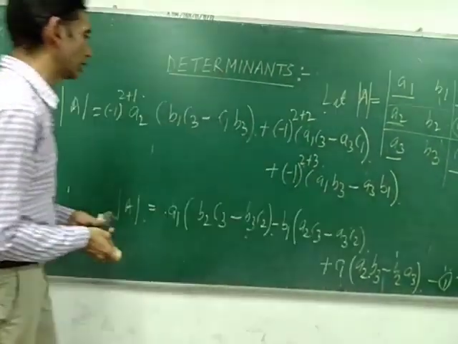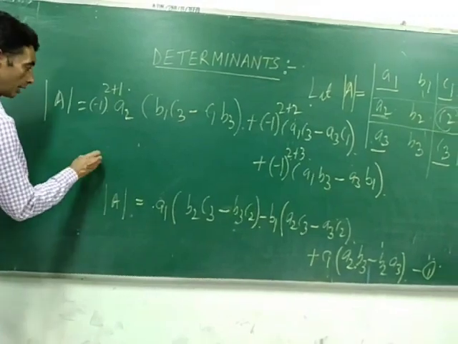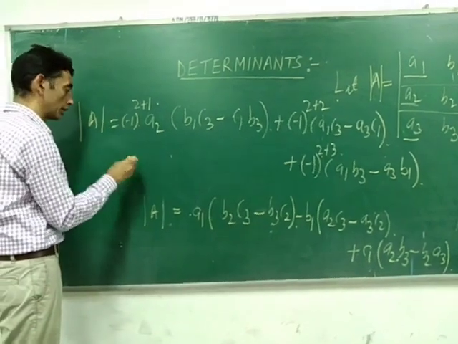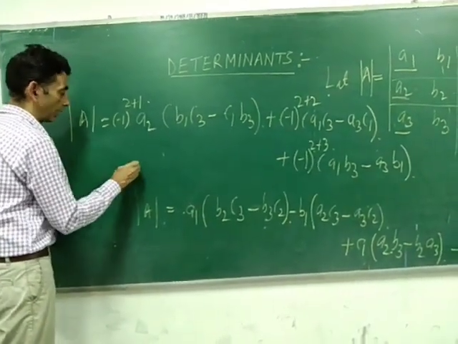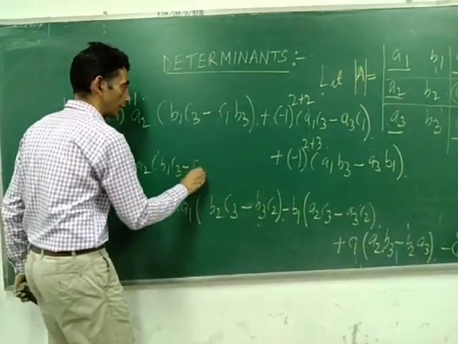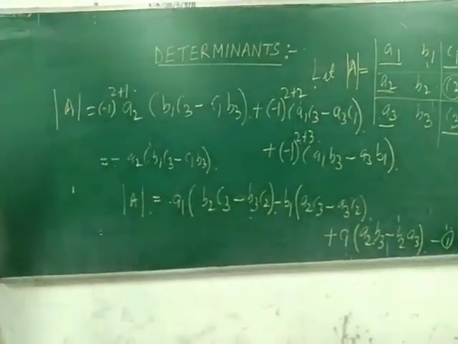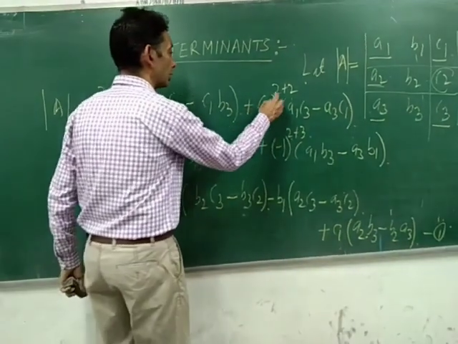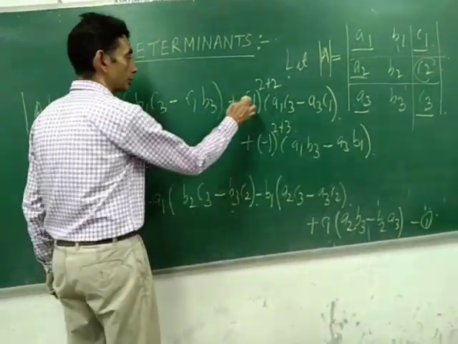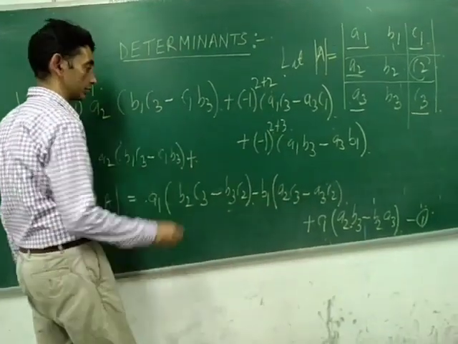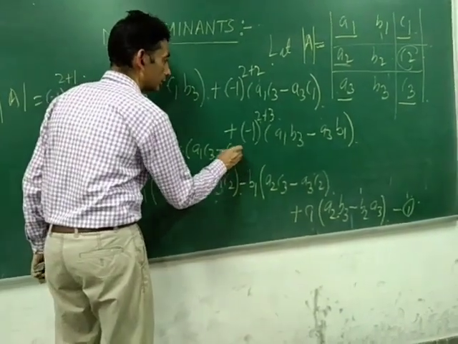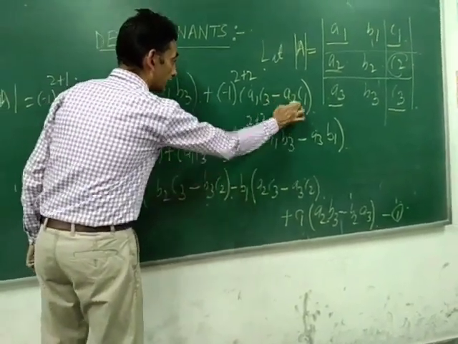Now we'll simplify. If we simplify, what are we going to get? Minus 1 to the power 2 plus 1 is an odd number, so it's minus. So it's minus A2 times B1, C3 minus C1, B3. Next, minus 1 to the power 2 plus 2 is equal to plus, because minus 1 to the power even number is always plus. So we'll be getting B2 times A1, C3 minus A3, C1.